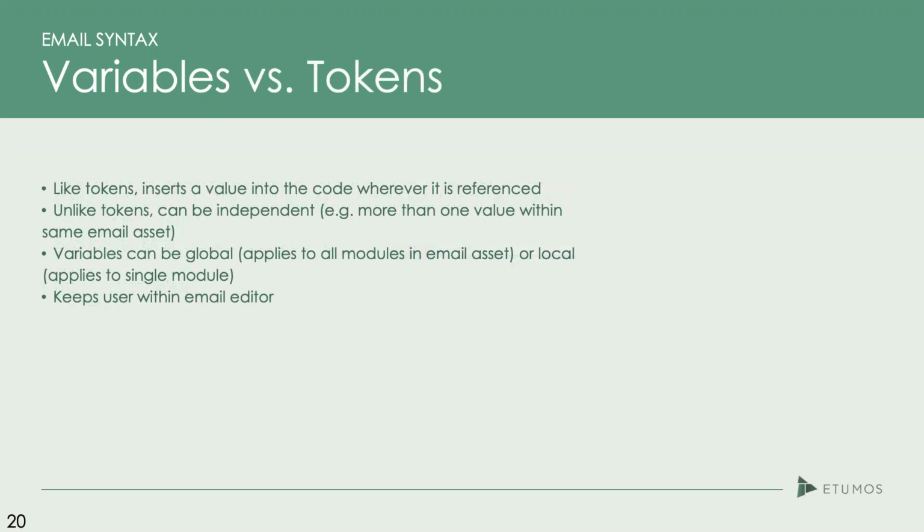If you're familiar with tokens, you may be thinking these sound similar, and you're right. Both variables and tokens insert a value into the code wherever they're placed. However, variables live at a different level, on the email asset itself. They can be global, meaning they apply to all modules in an email asset, or local, meaning they apply to a single module. I'll talk about modules and tokens more later in the session. For now, know that variables keep users within the email editor interface.